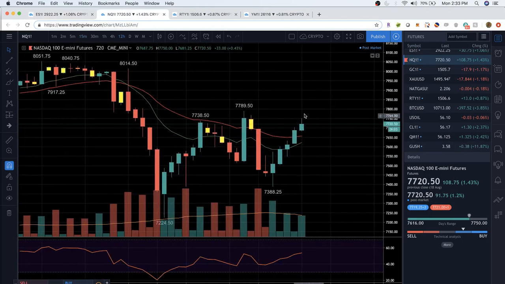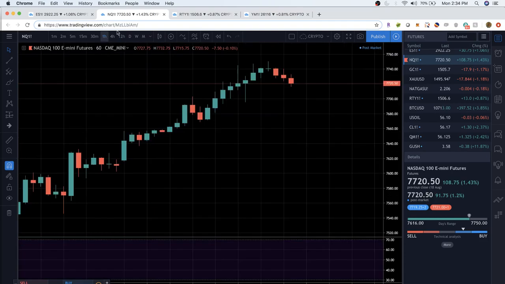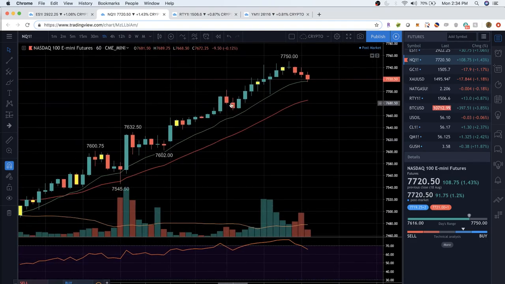NASDAQ levels, 7789.50. Again, we have a bearish reversal candle forming here. Then our resistance, I want to give you that again, sorry, 7789.50. Then it would be 7800, 7900, and then of course 8014.50. Our supports on the shorter time frame are 7,668.50 and 7,602.